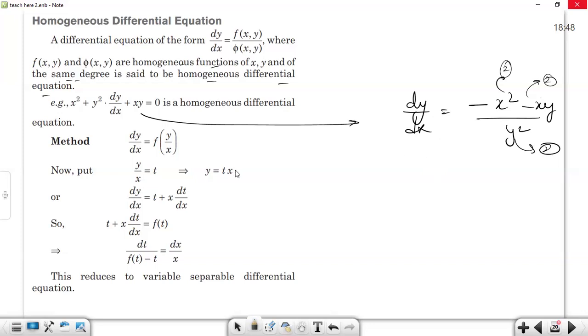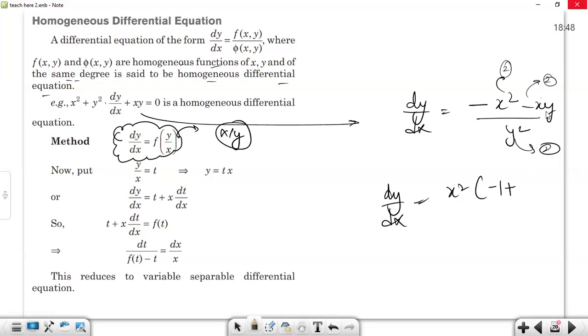One more method is that if you are able to represent the function as y over x or x over y, then we can apply the same method that we are going to discuss further. So same here we can also do so. How? If we take, let's say, x square common, minus 1 plus... divided by x square, so cancel 1, it will become minus of y by x, the y square divided by x square.